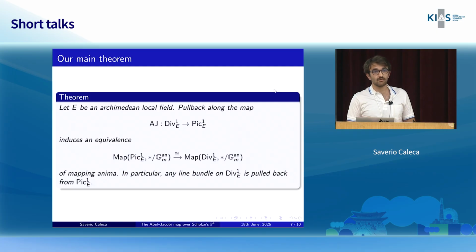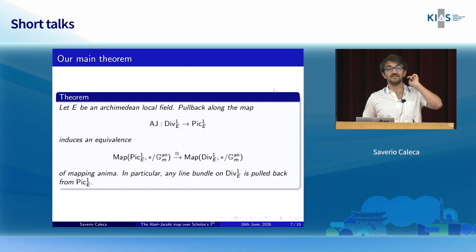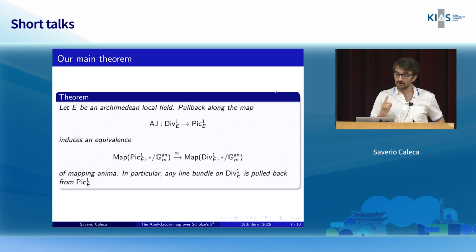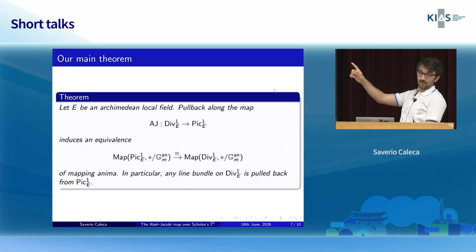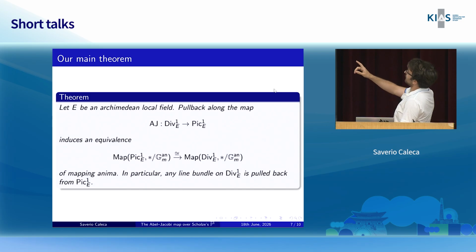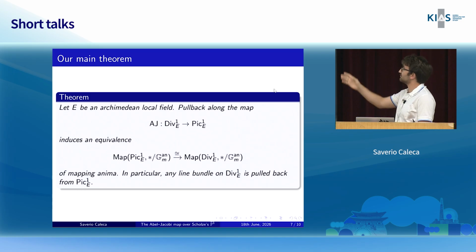So, this is our main theorem. Let E now be an Archimedean local field. Pull back along the Abel-Jacobi map induces an equivalence between the two following Picard groupoids, which we write as these mapping anima.